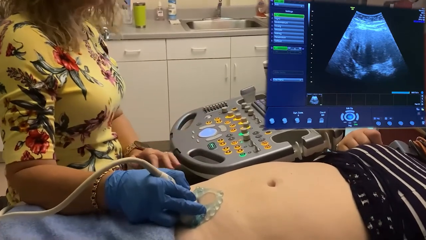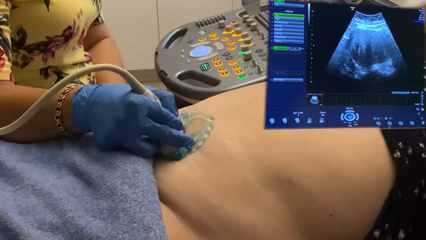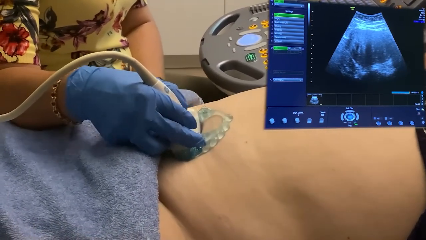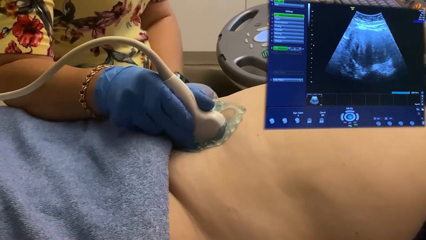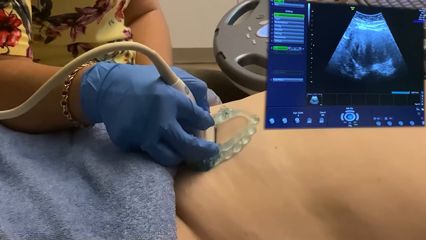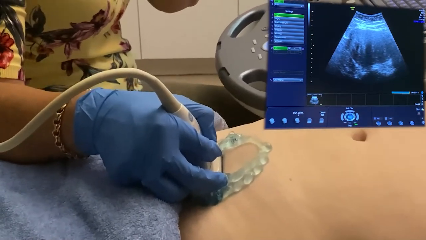meaning I have now turned my transducer from the sagittal plane. As you can see, I did not move my transducer up, down, side to side. All I did was go from the 12 o'clock position to the 9 o'clock position, just simply with a flip of my fingers, so that I will get a cross section of the organ.